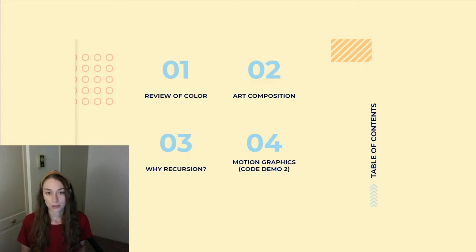The last thing we're going to do is, of course, the same thing that we do every class. We'll spend about half of this class doing a live code along demo with me, looking into these techniques. So how are we going to use recursion? How are we going to reflect on our art composition? And how are we going to bring some of the things that we learned about color in our last course into the motion space?